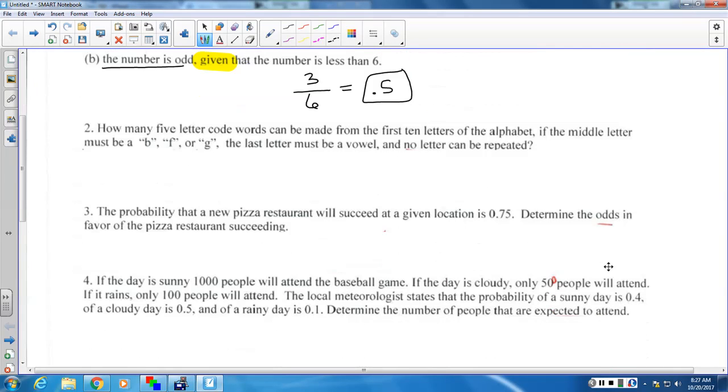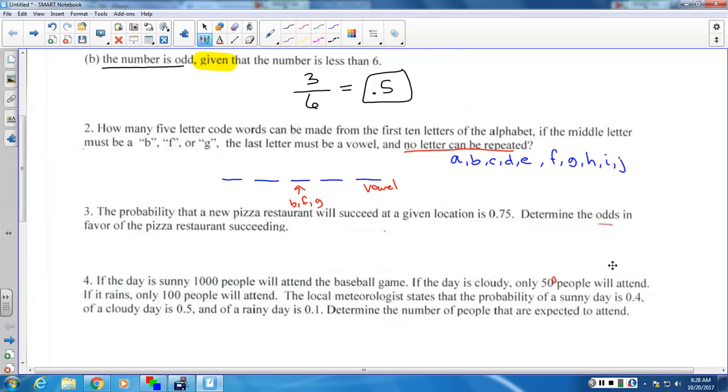Okay, number 2. How many 5-letter code words, so I'm going to do 1, 2, 3, 4, 5, can be made from the first 10 letters of the alphabet? So I'm going to write A, B, C, D, E, F, G, H, I, J. If the middle letter must be B, F, or G, the last letter must be a vowel, and no letter can be repeated.